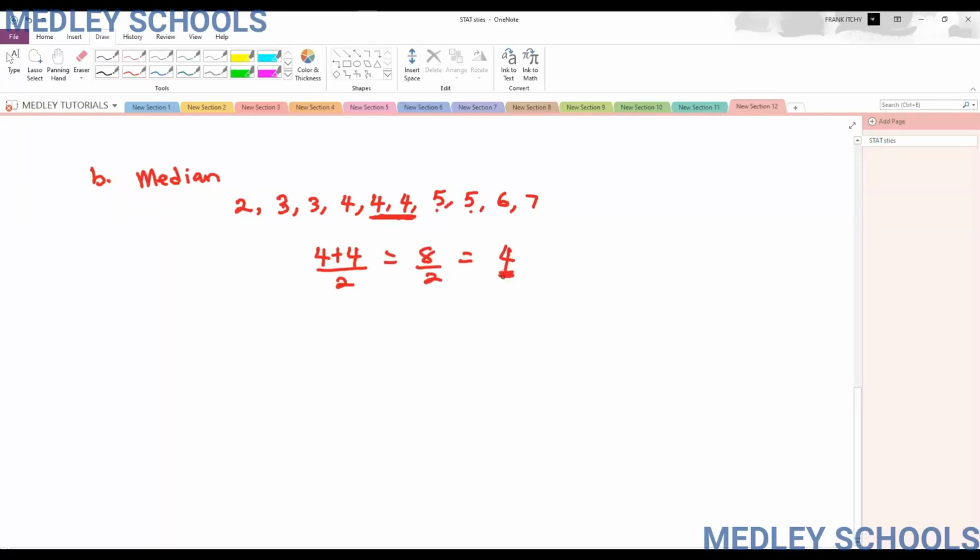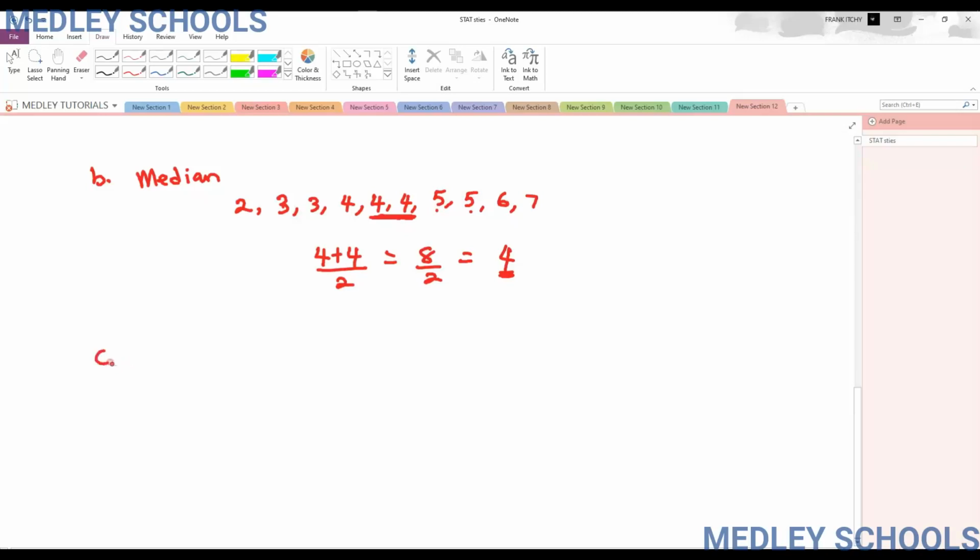This happens when the number of data given to you is even, like 10, 12, 14. But when the number given to you is odd, like 9, like 7, you discover that the number at the middle will be 1. So you just pick it as the median.